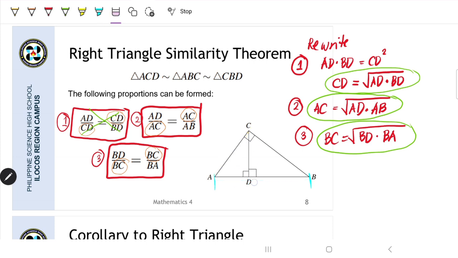And lastly, for number 3, we have BC, which is another leg of the biggest triangle, that is equal to the square root of BD, this side, times the length of the whole hypotenuse. Okay? So, how can we restate those three equations na nandito sa ating screen?